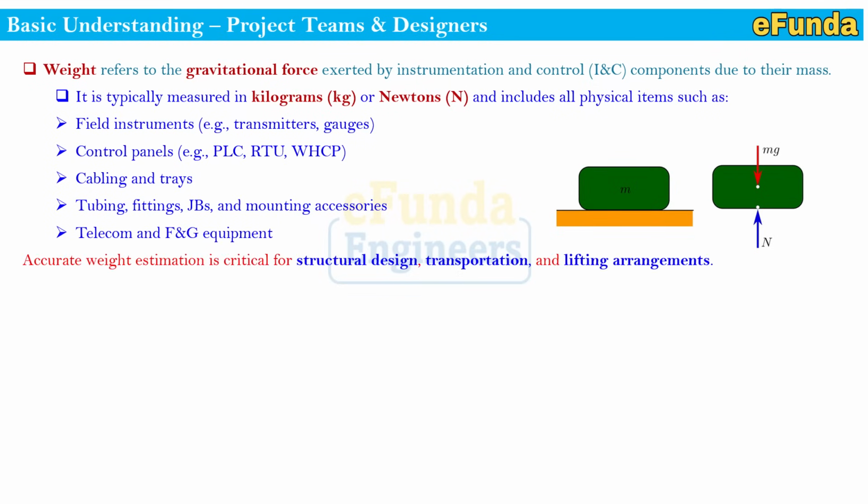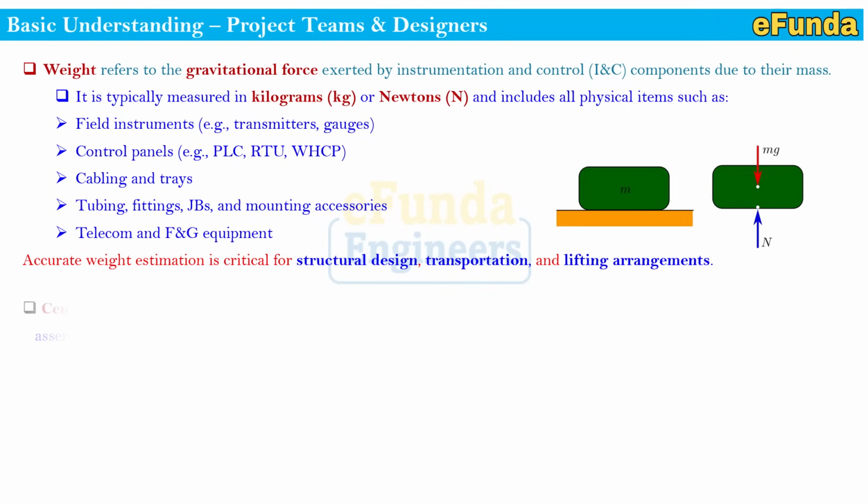Accurate weight estimation is very critical from the structural design, transportation and lifting arrangement point of view. So the weights are to be precisely included, and as a thumb rule, approximated weights can be used and the values rounded, so as to have the complete load or weights on the typical structure or platform or module or structural part.